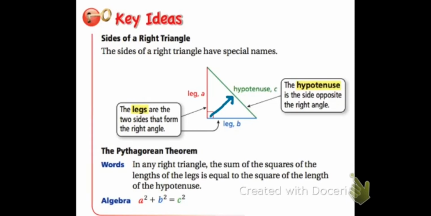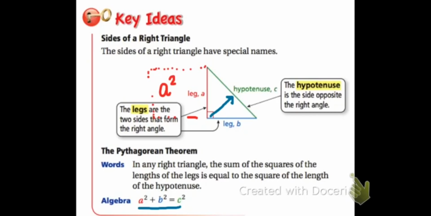So if we were to label them A, B, and C, we could then use algebra to describe the Pythagorean theorem. In words, it says that in any right triangle, the sum of the squares of the lengths of the legs is equal to the square of the length of the hypotenuse. And I know that's a lot of words. What that basically means, looking at leg A, if we were to form a square at leg A, it may not be perfect, but the area of this square would be described as A squared, because the side length is A times A.